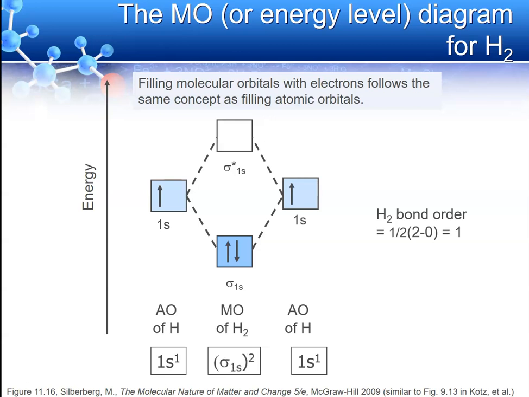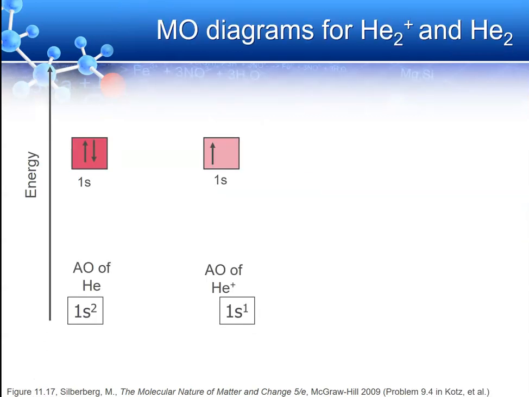Now, one of the things we can do is write an electron configuration for this molecular orbital of H2. So we can say sigma 1s, because that's the orbital, and we put parentheses around it, and we write a superscript 2, because we have 2 electrons in that sigma 1s molecular orbital. Okay, so let's go on. Let's do some other examples. Now we're going to do maybe some odd examples.